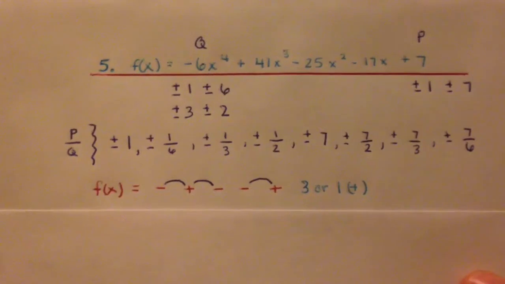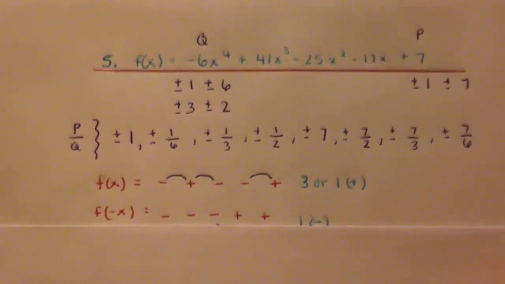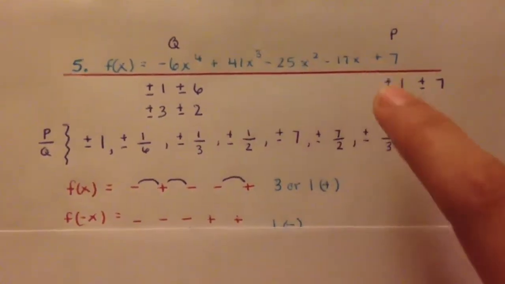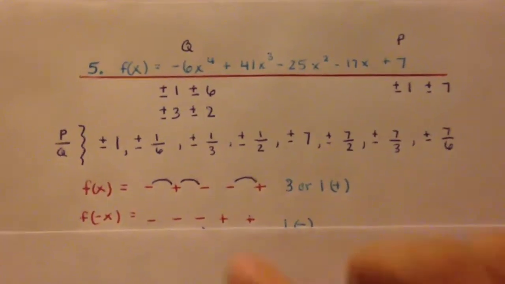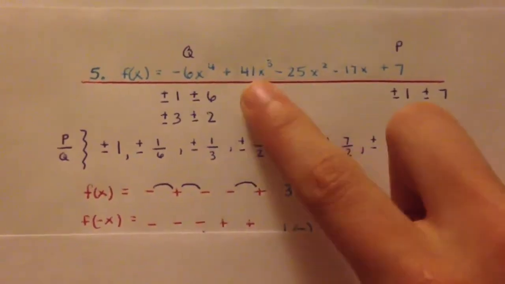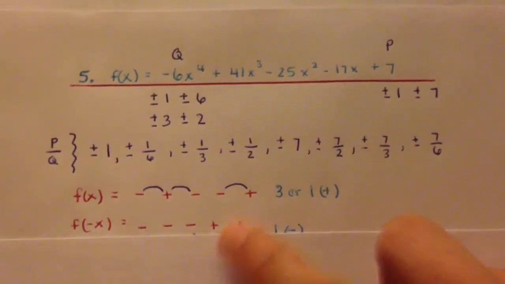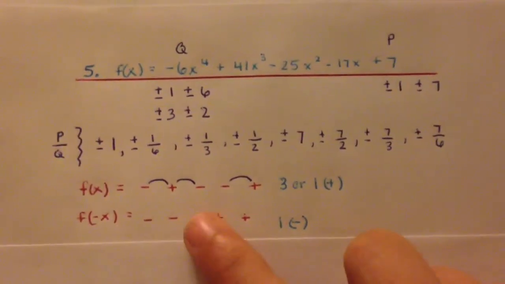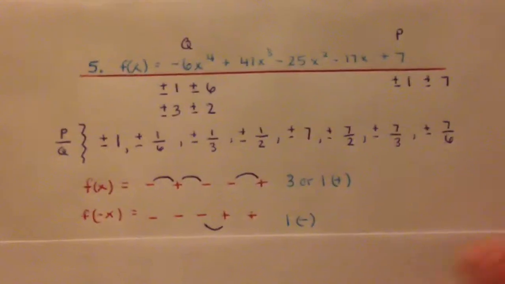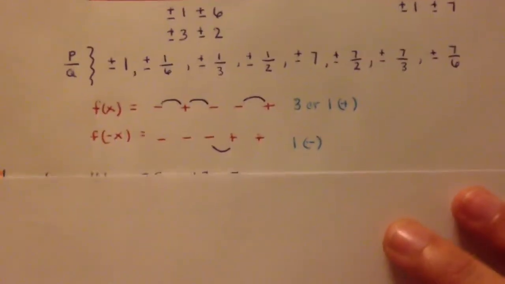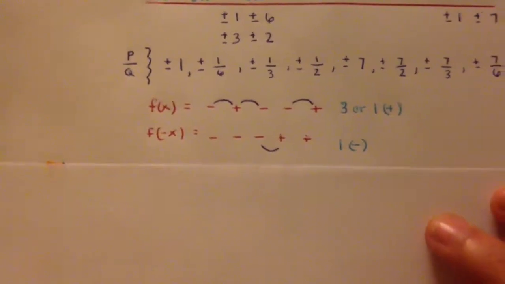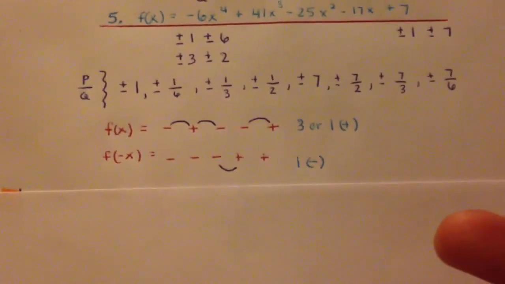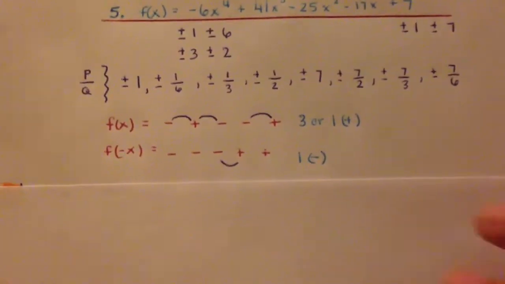And then we're going to do f of negative x. For this, it's only the odd degrees that change, so in this case, the 3 and the 1. So it'd be negative, negative, so that would change, negative, positive, that would change, and positive. For that, there is only 1 sign change, so it'd be 1 negative number. So we know that it's either going to be 3 or 1 positive numbers, and we're going to have 1 negative number.